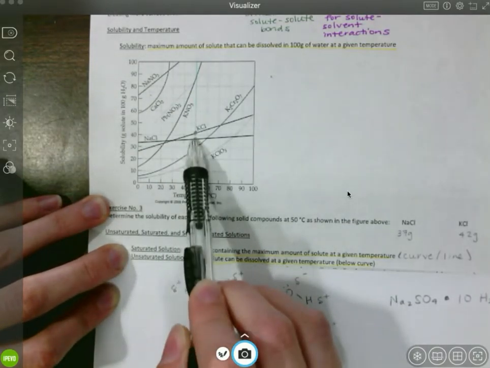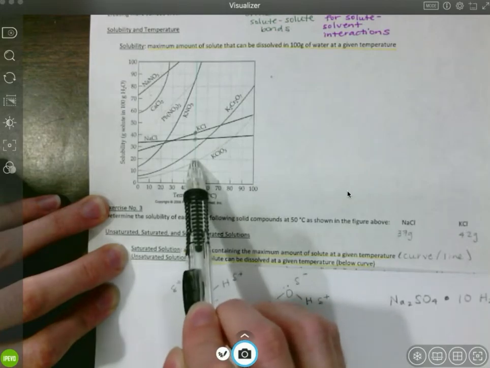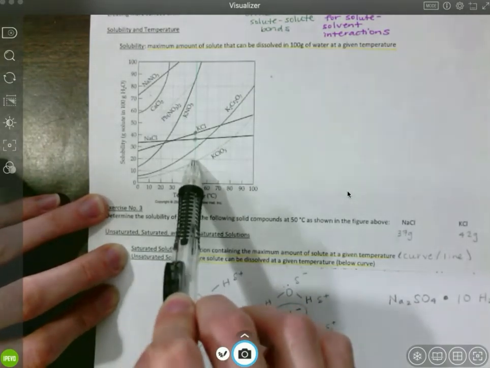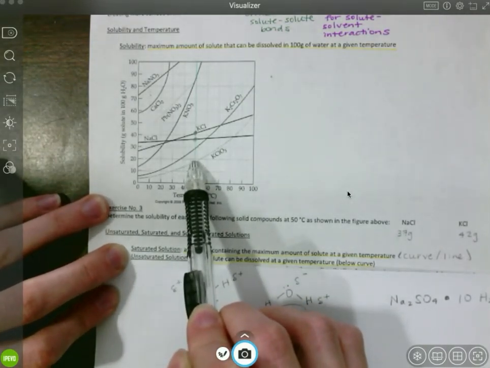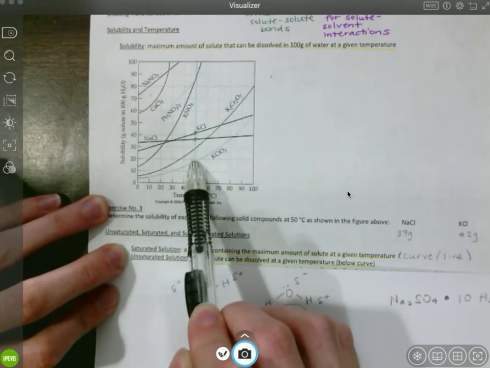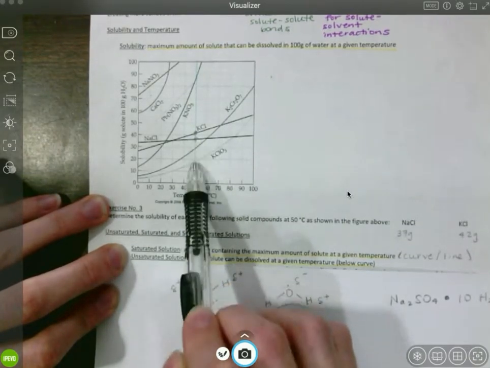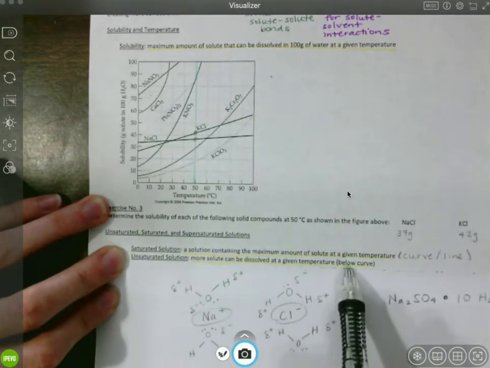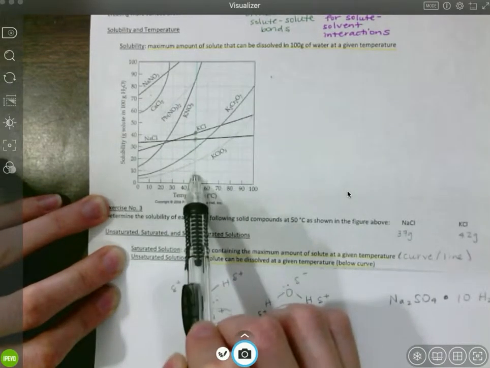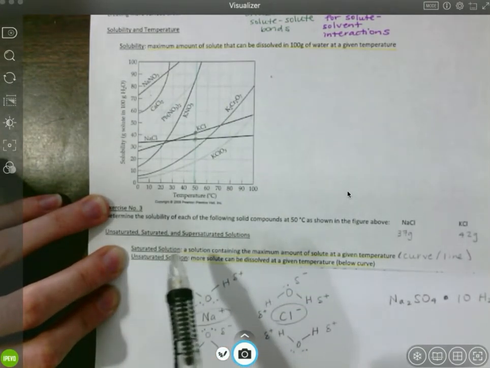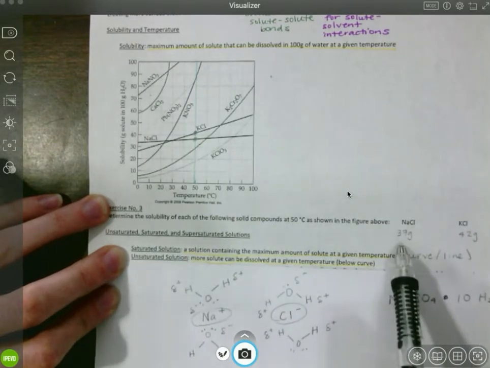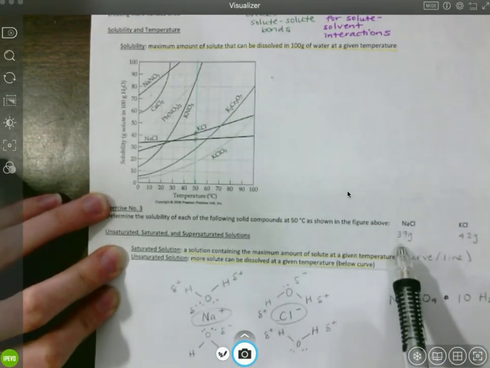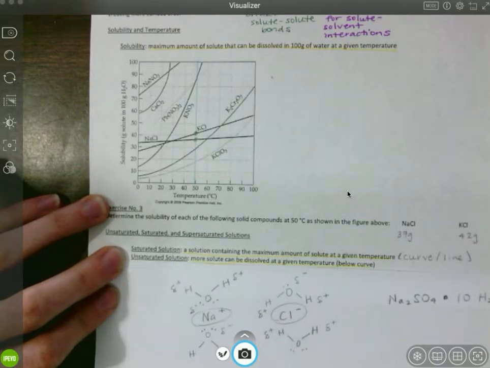But anything below our curve, so if I added 20 grams of sodium chloride into water, we're still below our curve. We have 17 more grams that we can dissolve in our 100 grams of water. So anything below our curve is considered unsaturated. We can add more and it will dissolve. So if we had 36 grams, we could still add another gram and it would dissolve.